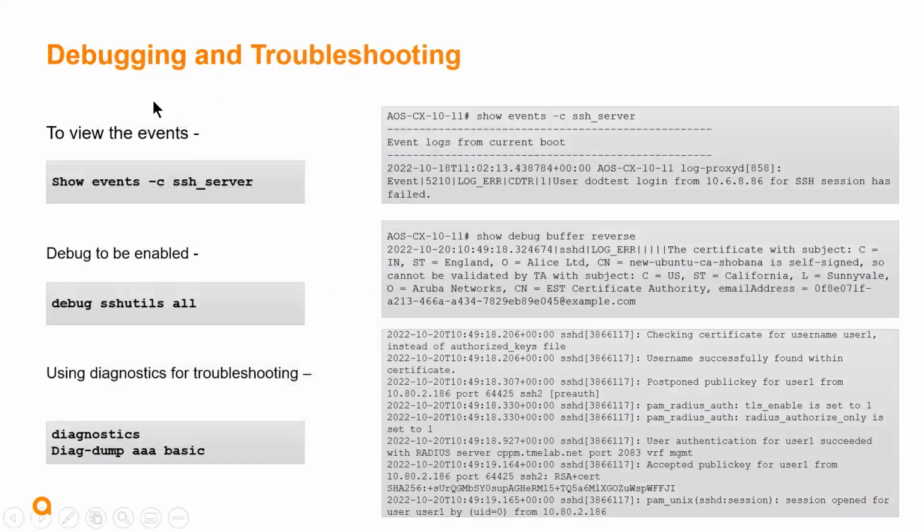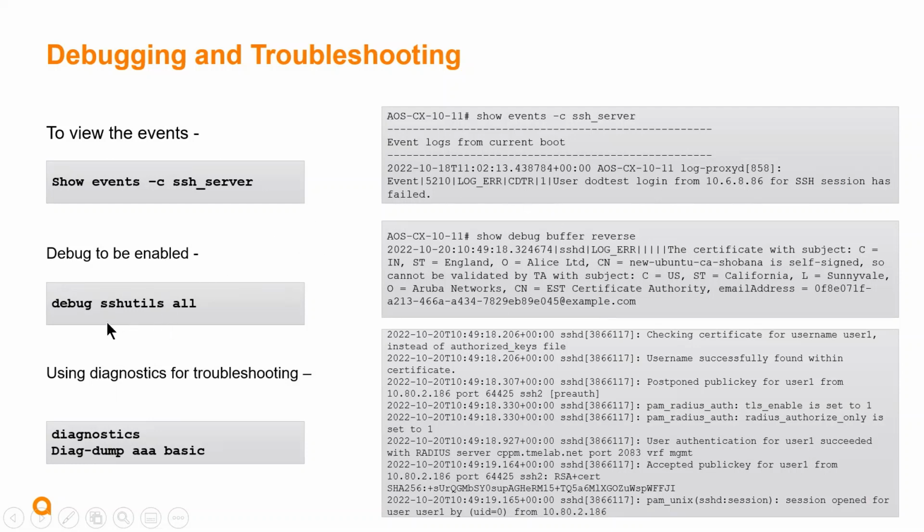Next comes the debugging and troubleshooting. If we find any issues with respect to this two-factor authentication, we can use the below debugging. To view the events, we can use show events -r SSH_server. It clearly explains the events. Here there will be an event for failure, like the particular user logged in from this IP address for SSH has failed. And we can use the diag dump or debugging to identify the exact reason for the failure.